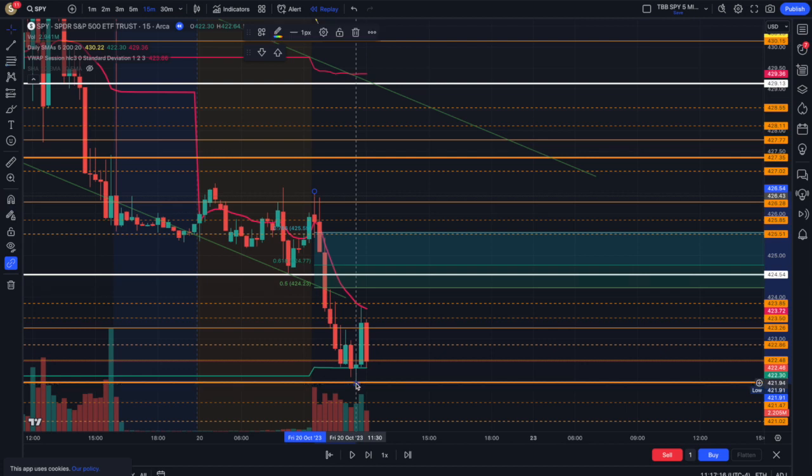and then the bottom is at 421.91. As you can see now, we can see our blue and green fib levels, and the idea is to wait for price action to enter this golden zone here before we take a trade.